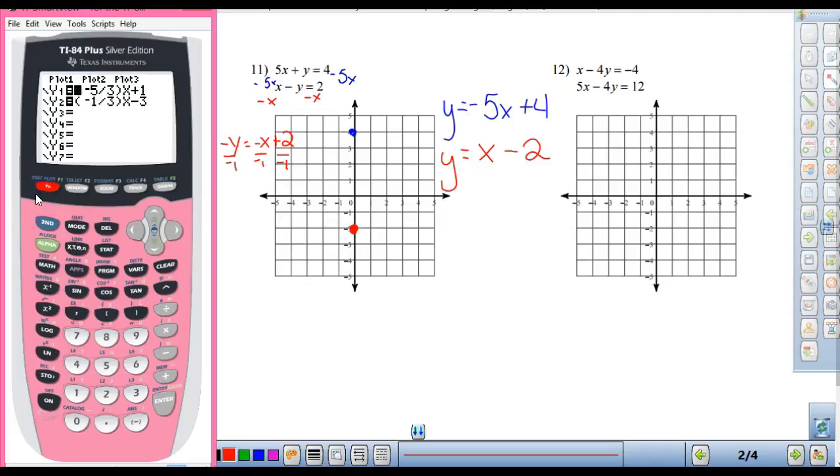And then go back to your y equals. Top equation, negative 5x plus 4. Bottom equation is x minus 2. Got it in there? All right, good. Graph.